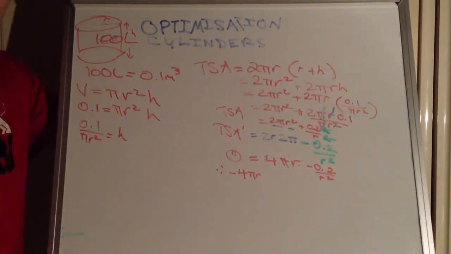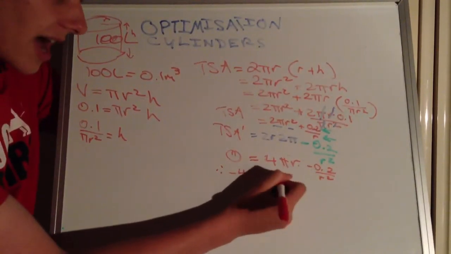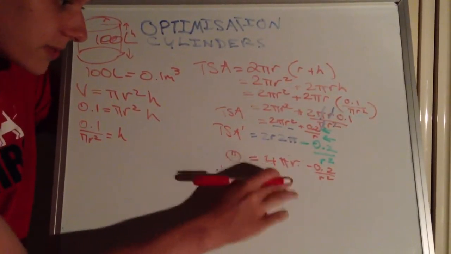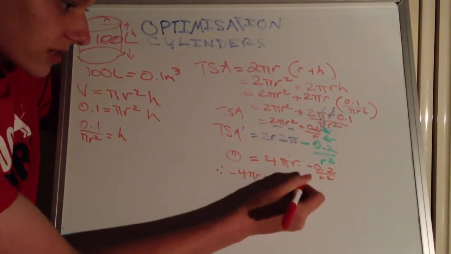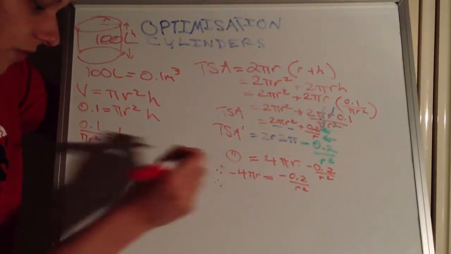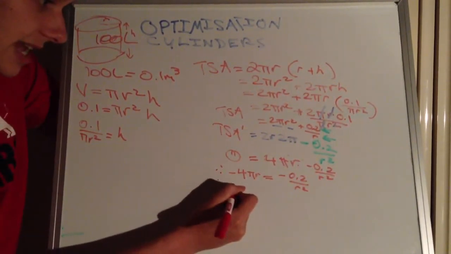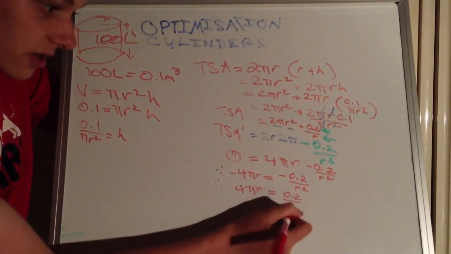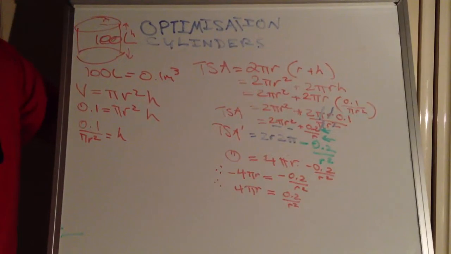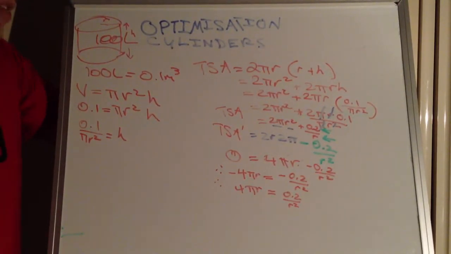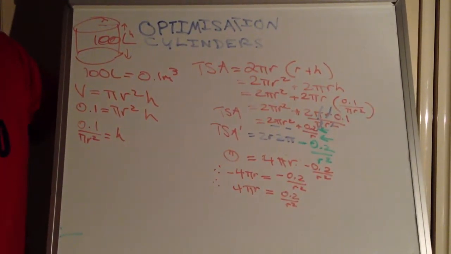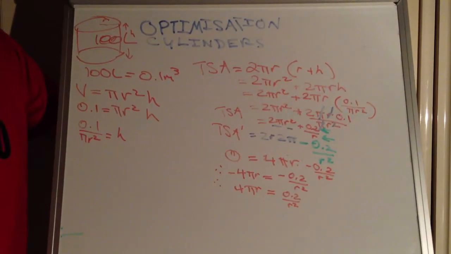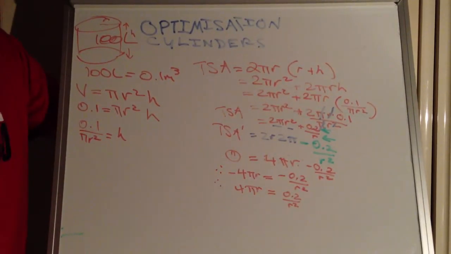Again, I'm just taking it to the other side, so I inverse the operation. Negative 4 pi r equals negative 0.2 over r squared, and therefore what we end up getting is positive 4 pi r equals 0.2 over r squared. So you probably ask, well, how did you get that? And my answer is, well, we have a negative there, we have a negative there, and so we can both make them positive. It's like timesing by -1 on both sides. What you do to the left-hand side, you do to the right-hand side. So I can make them both positive.